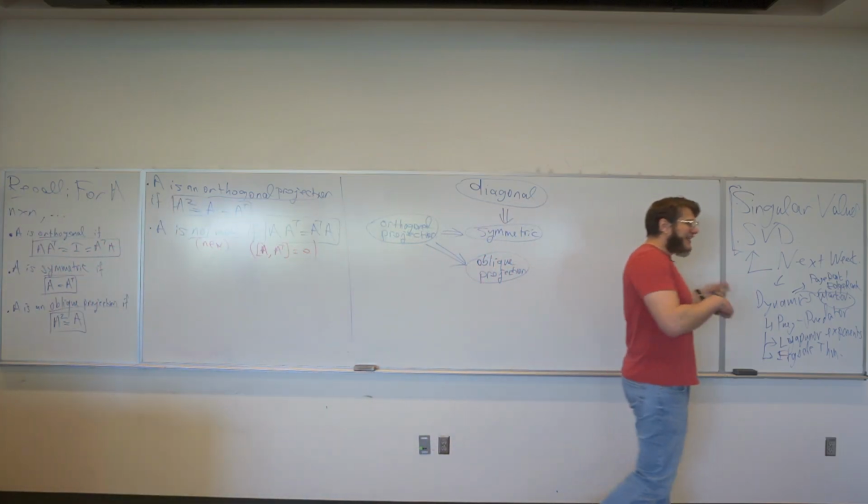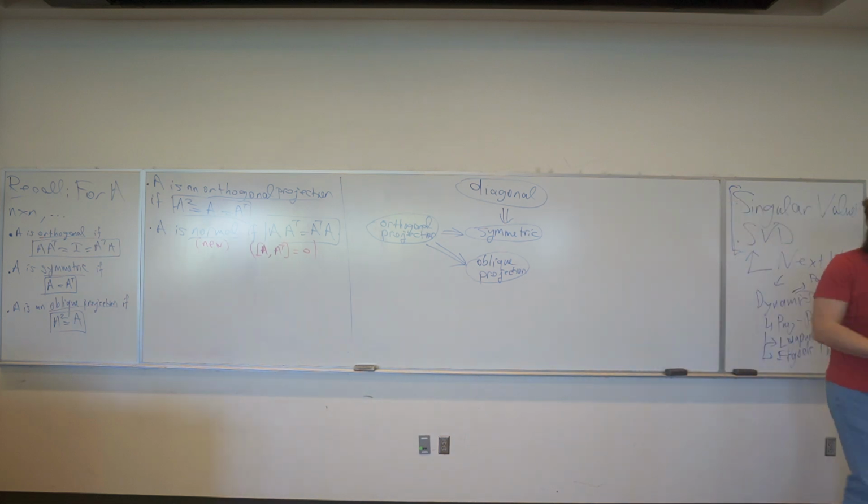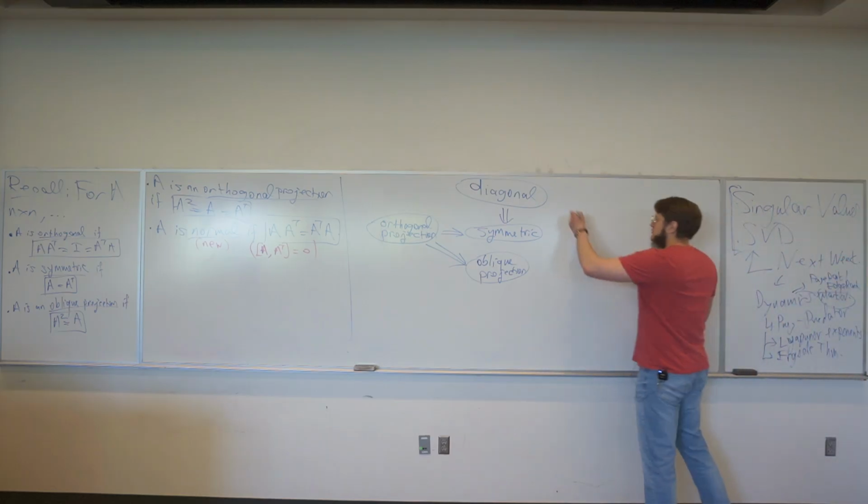Whatever this diagonalizable is, it should be implied by diagonal. If you have a diagonal matrix, it should be diagonalizable also. Okay?